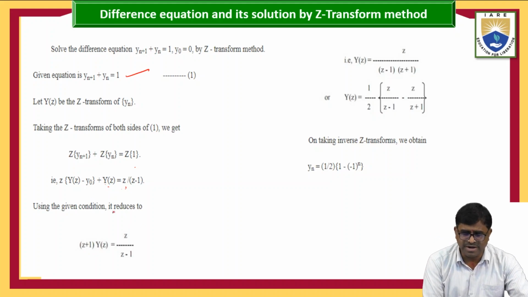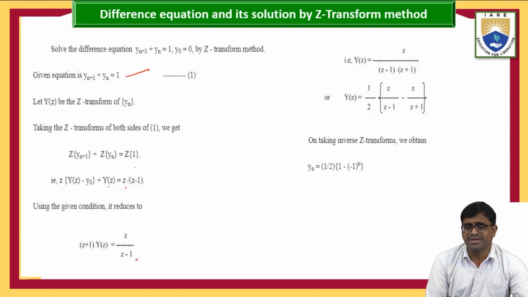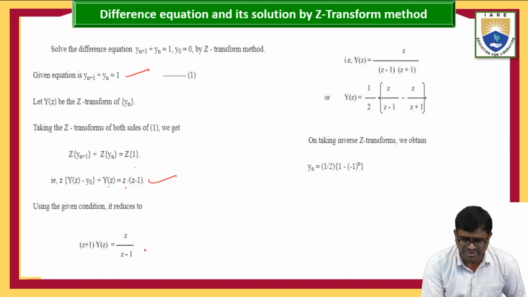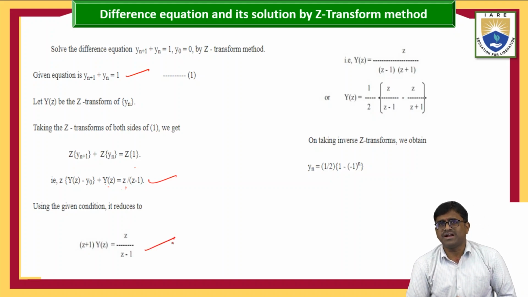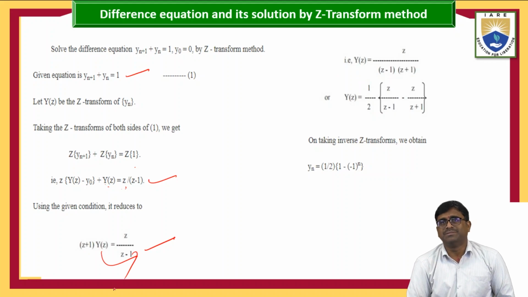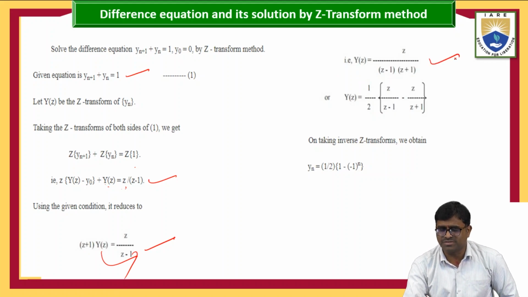So from this, we are getting (Z plus 1) into Y of Z equal to Z by Z minus 1. For solving this, I am going to reduce this in the form, and after that I apply it. Z Y of Z equal to Z by Z minus 1, and this part is coming as the denominator value. So we got Y of Z equal to this.